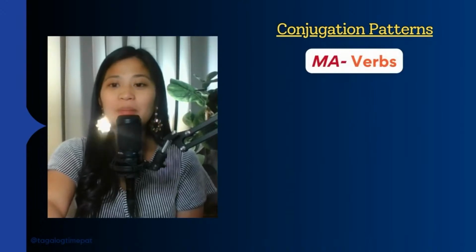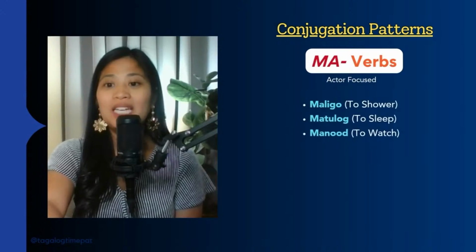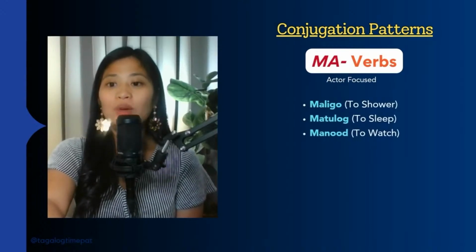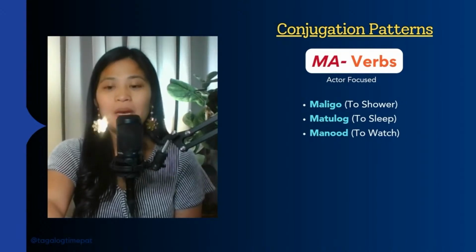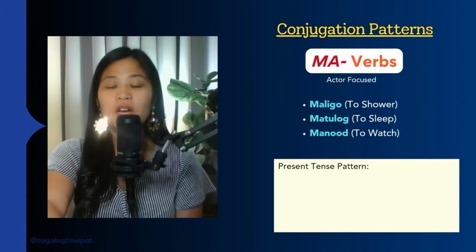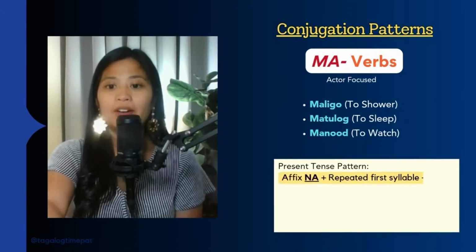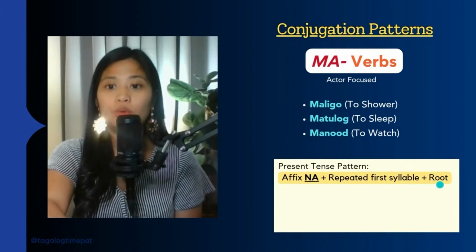They are very similar in their pattern. These are usually actor-focused, and here are some examples. Maligo, to shower. Matulog, to sleep. Manood, to watch. In the present tense, if you want to conjugate a ma verb, here's the pattern. Now the affix is na, then it's the repeated first syllable and then the root.